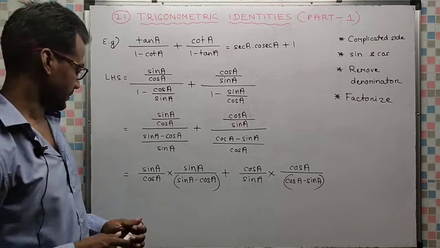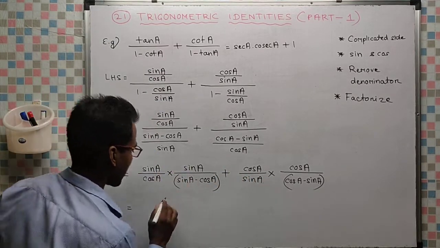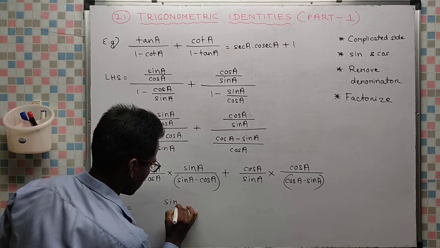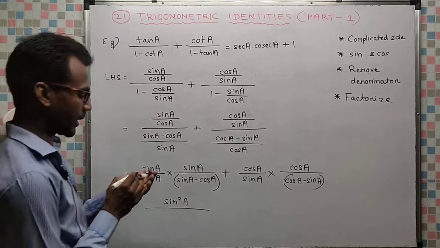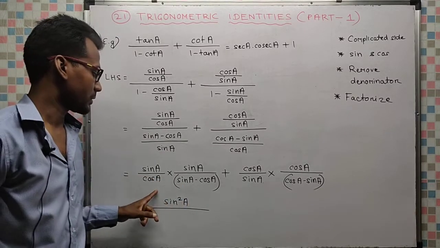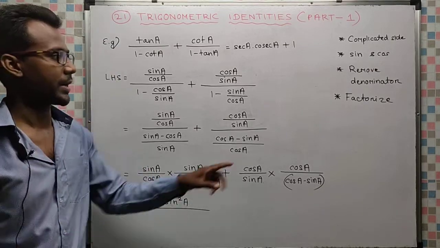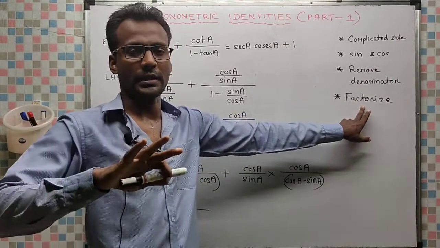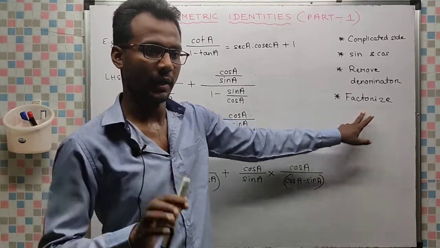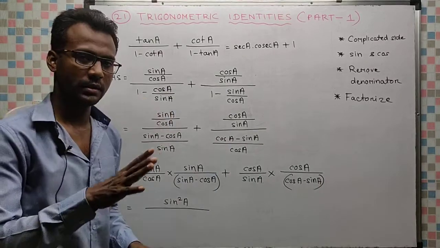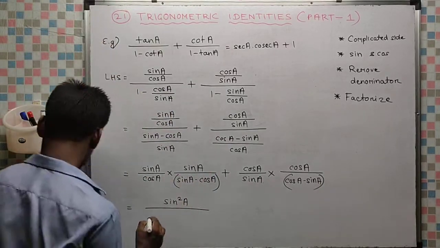now the next step, sin into sin a, sin square a by, if we want we can open the bracket. We can expand cos a into sin a is cos a sin a, cos a into cos a is cos square a, but do not open bracket. I have told, try to factorize, don't try to expand. Try to put bracket, don't try to open bracket. In some rare cases you can open bracket. So don't open bracket.